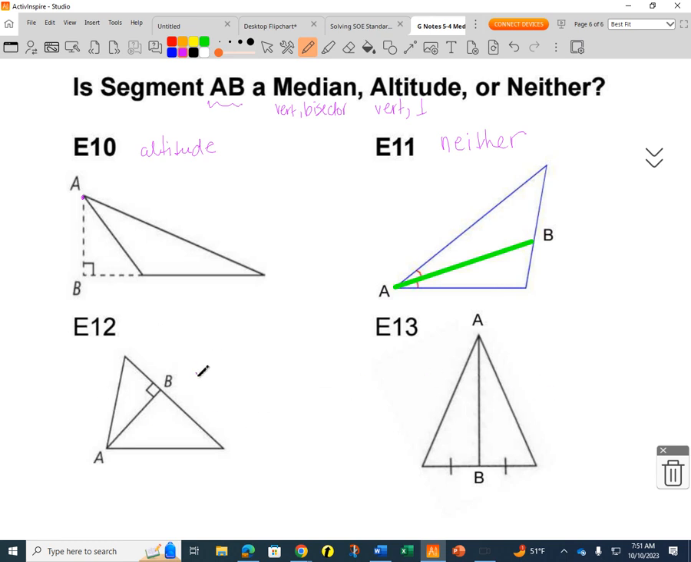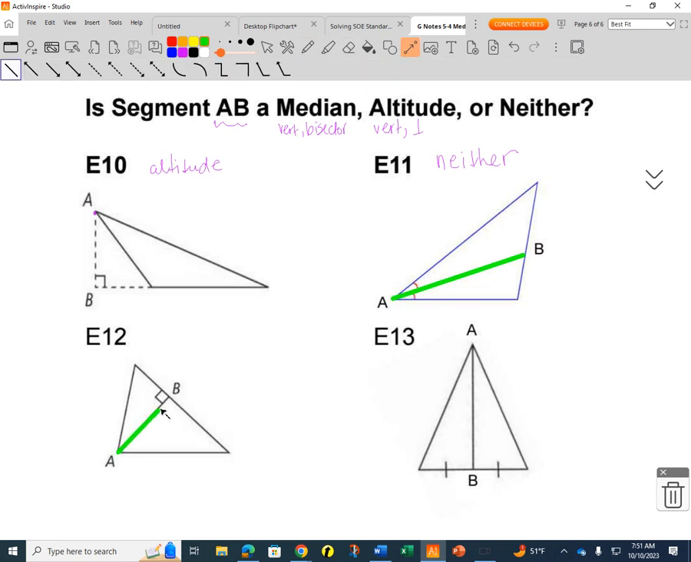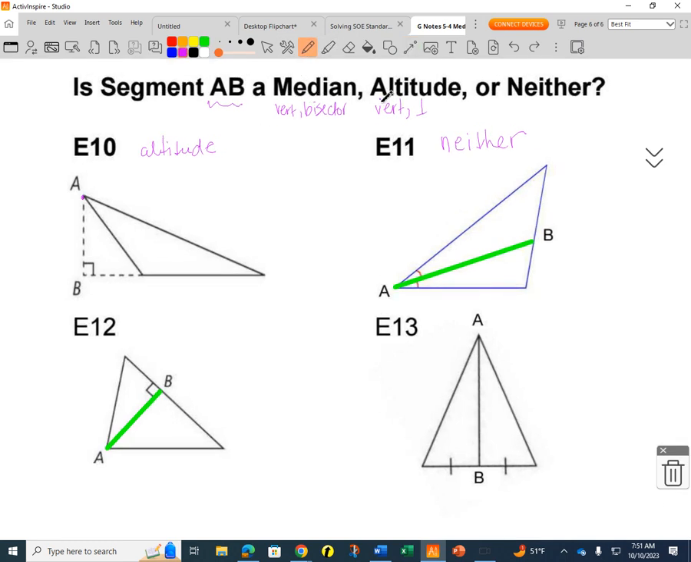Example 12. We're still looking at AB, all the time we're looking at the same segment, AB. Now, is it a median, an altitude, or neither? So does it start at a vertex? Yes. Is it a bisector? Well, it doesn't give us any congruent marks, but it does show it's perpendicular to the other side, so this is an altitude again.